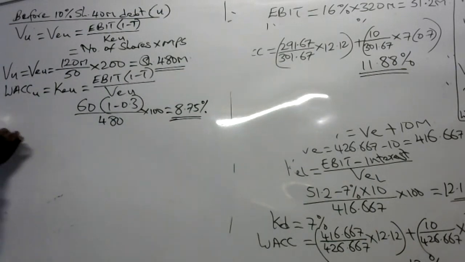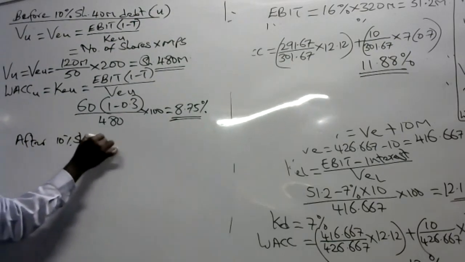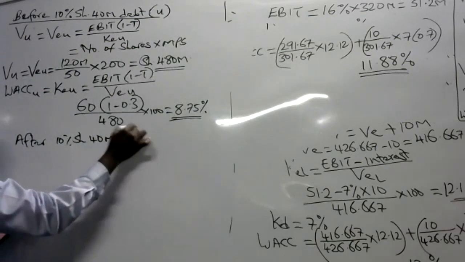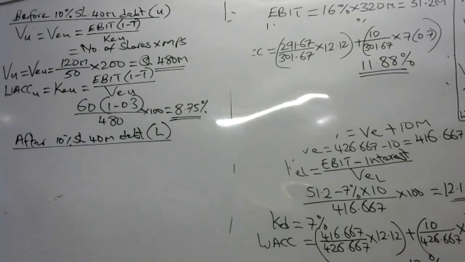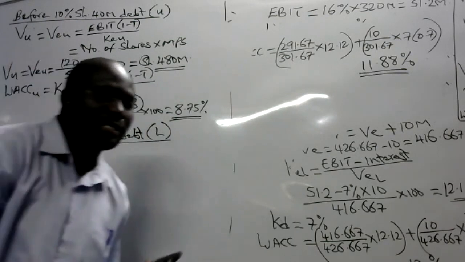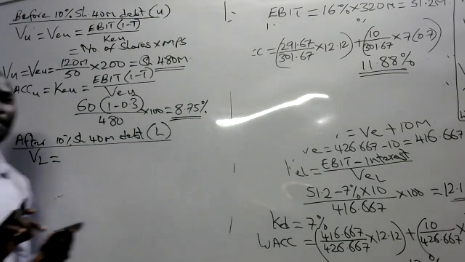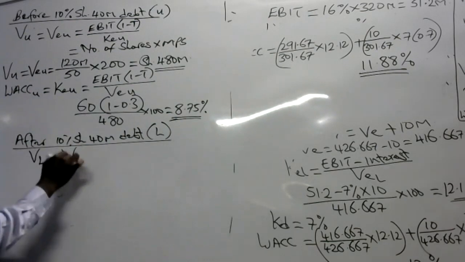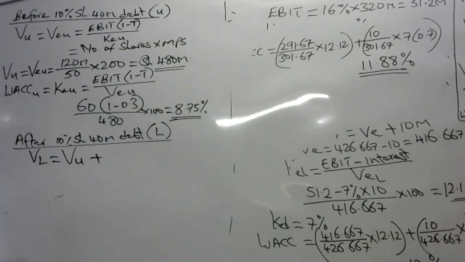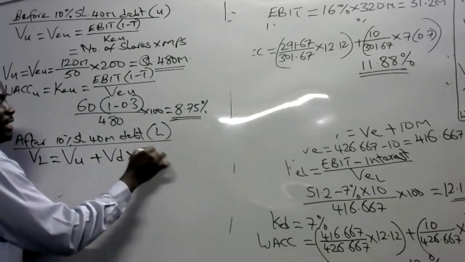Then we compare that with after 10% debt of 40 million. Okay, now the farm becomes different. So when we bring in debt, can we have the value of the levered farm equals value of unlevered plus value of debt times the tax rate. Thank you.